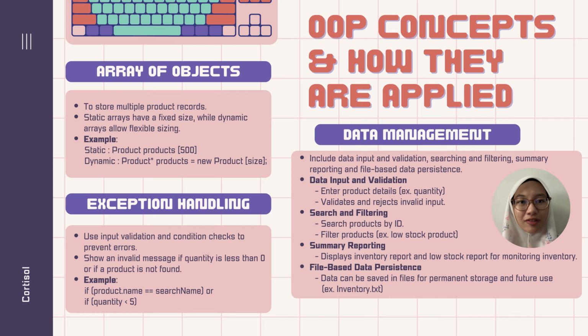And finally, file-based data persistence. That means the data isn't lost when the program closes. We use file handling to save all information to the inventory.txt file, so it's ensuring permanent storage and future use. By combining all these OOP principles with a clear focus on user needs, we have created a tool that is not just a database, but a comprehensive solution for inventory control.